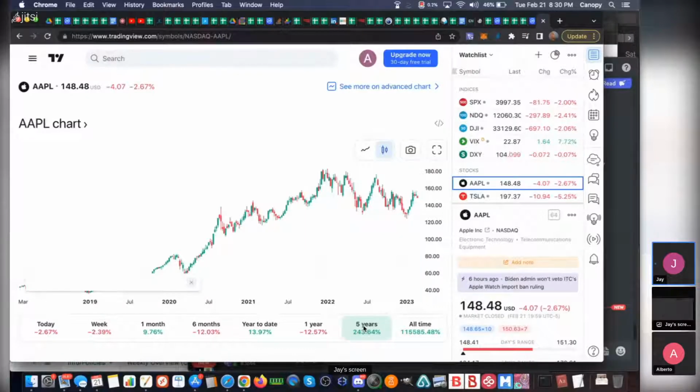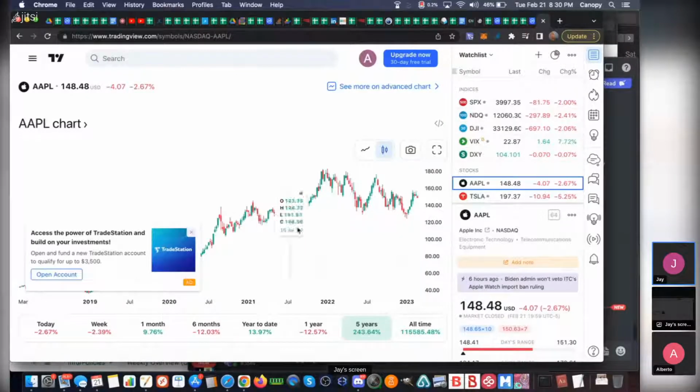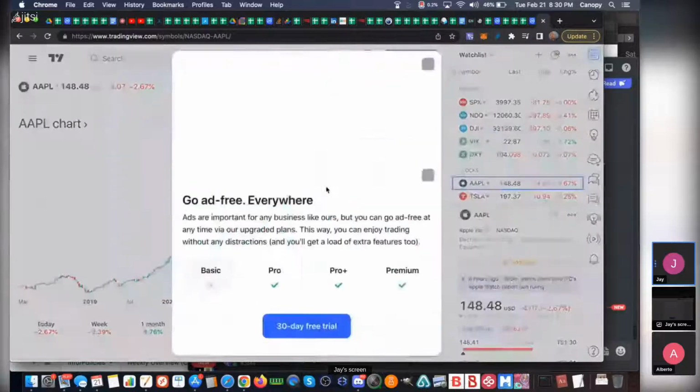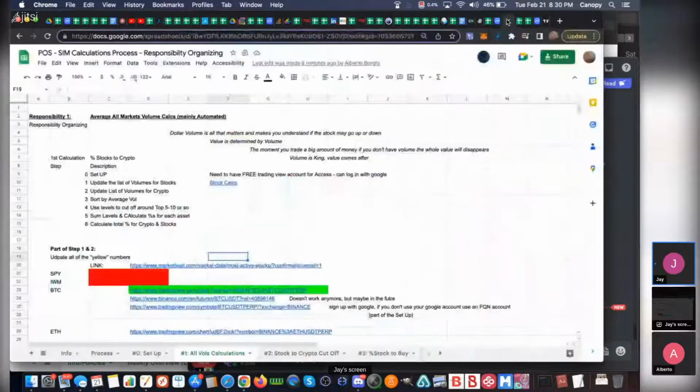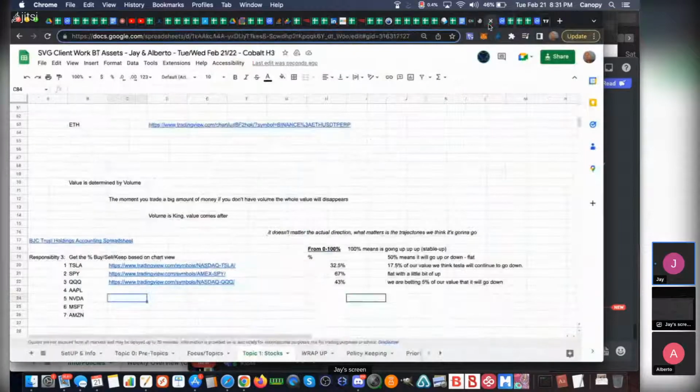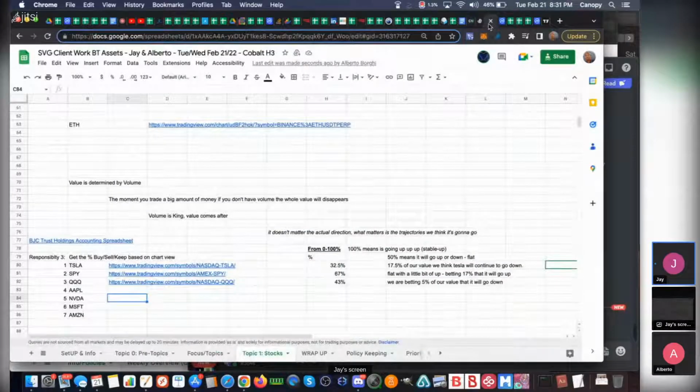So you can see here, Apple is the same thing. It's basically flat, but slightly down. But the difference between the flat and slightly down of Apple and the flat and slightly down of SPY is that Apple never really went down. It just went flat. Yeah, Apple, flat, I would say 50. A little bit down.